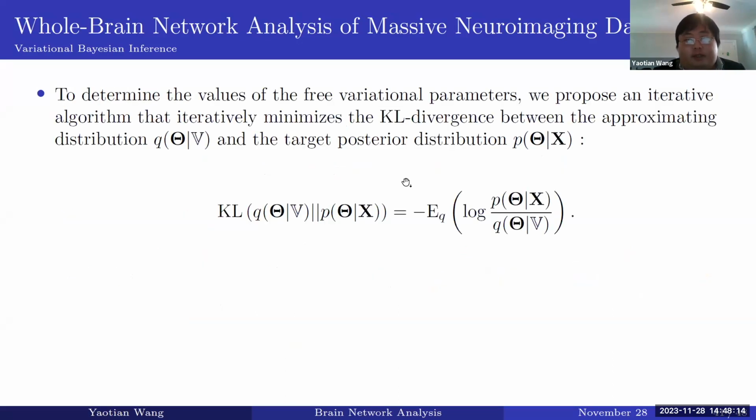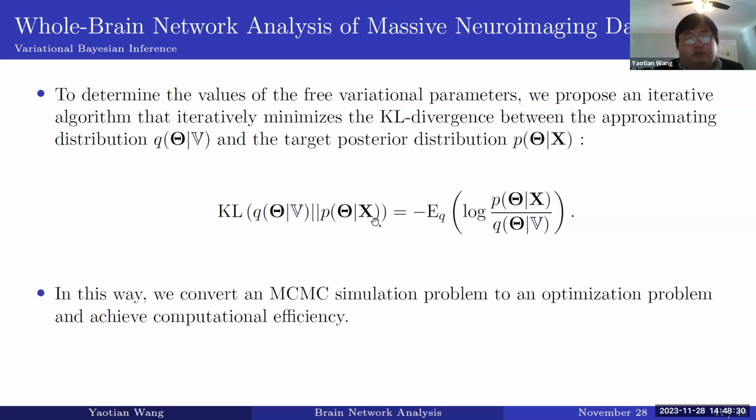And to achieve this, we propose an iterative algorithm that iteratively minimizes the following KL divergence between our approximating distribution Q and our target posterior distribution P. So in this way, we convert an MCMC simulation problem to an optimization problem and achieve computational efficiency.